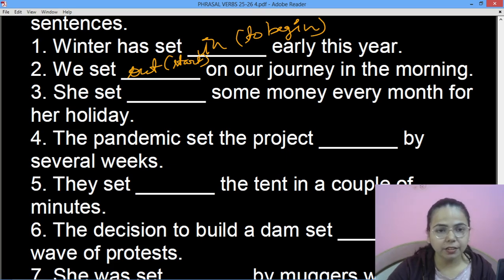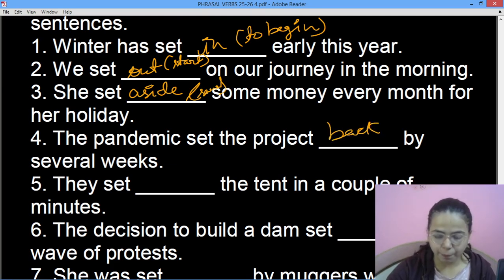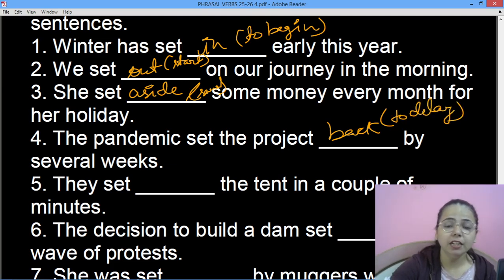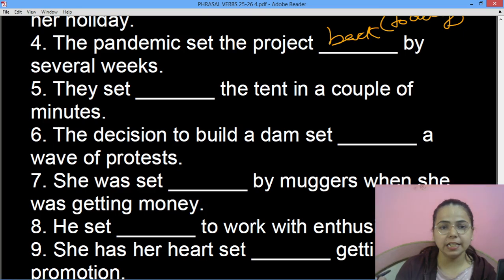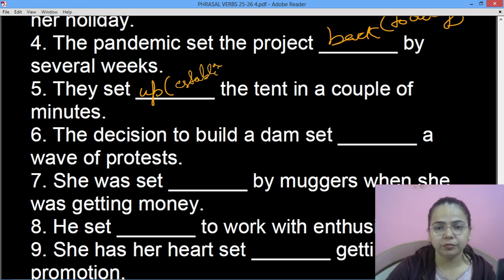Then she set aside some money, when you save something and keep it. Some money every month for her holiday. The pandemic set the project back by several weeks means to delay. Then fifth one, they set up means to establish the tent in a couple of minutes.